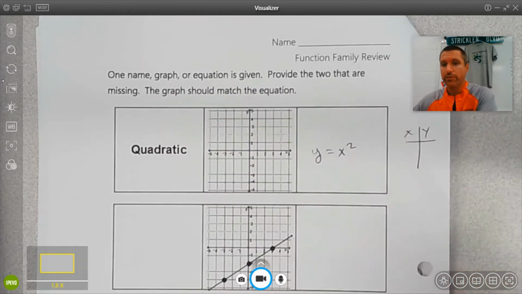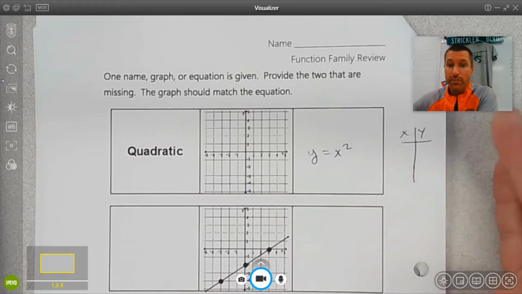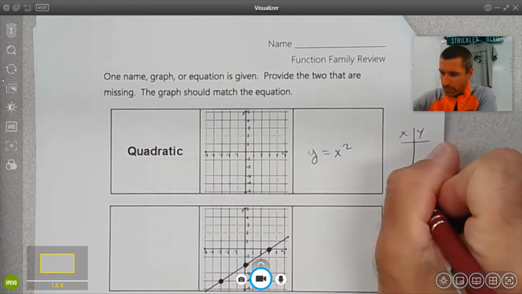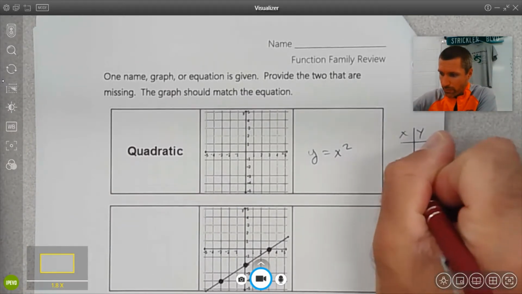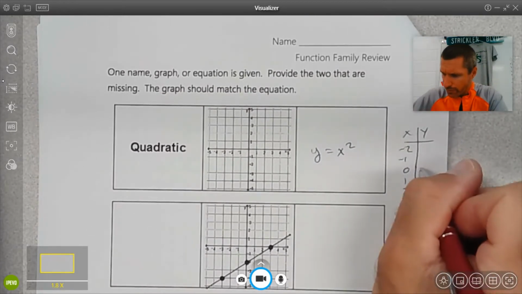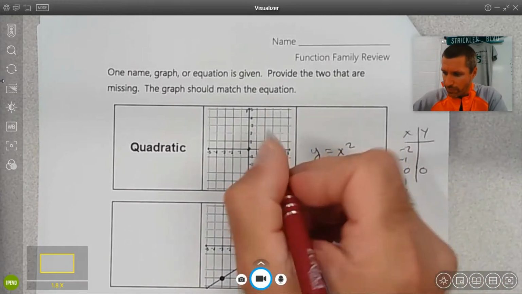So let's keep track of our inputs and outputs over there. The axis of symmetry is going to be the y-axis because we haven't done anything to this, so it's just going to be centered on the y. So you can plug in 0, 1, and 2, and then -1, -2, and just see the symmetry going on there. When you plug in 0, obviously you get 0. You plug in 1, 1 squared is 1.